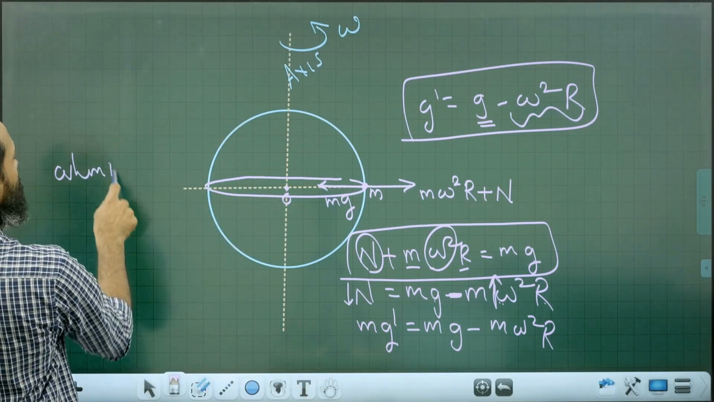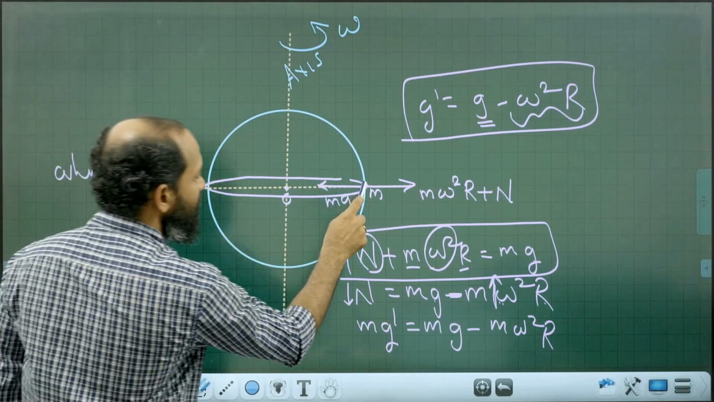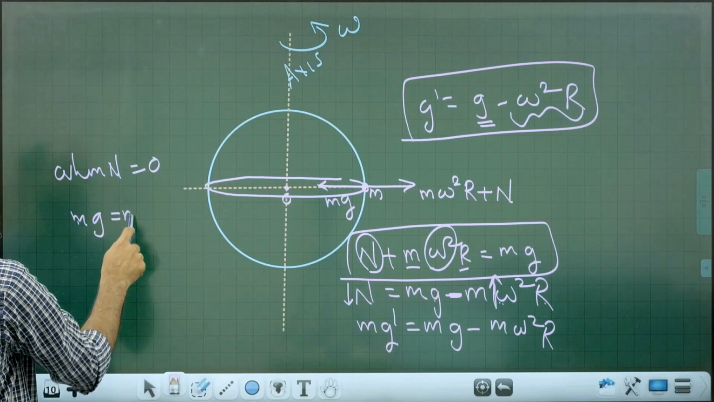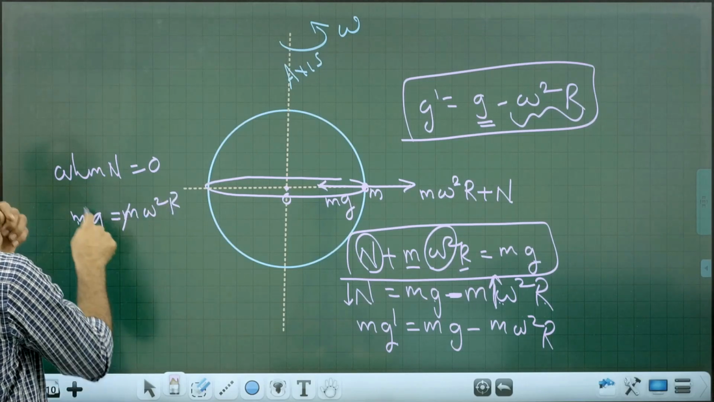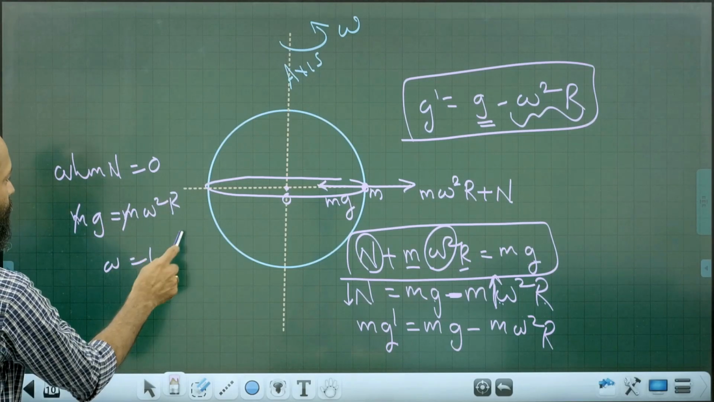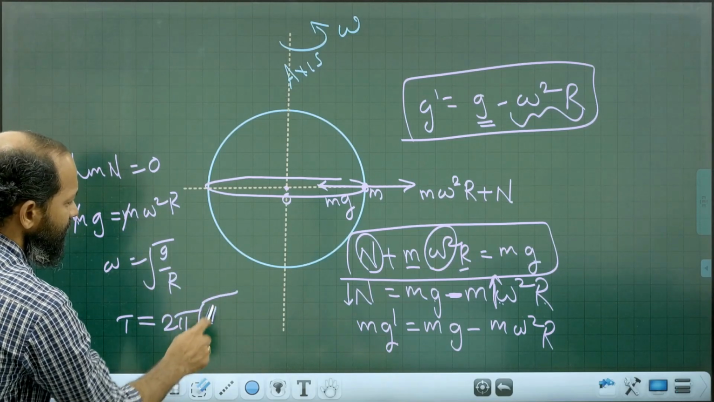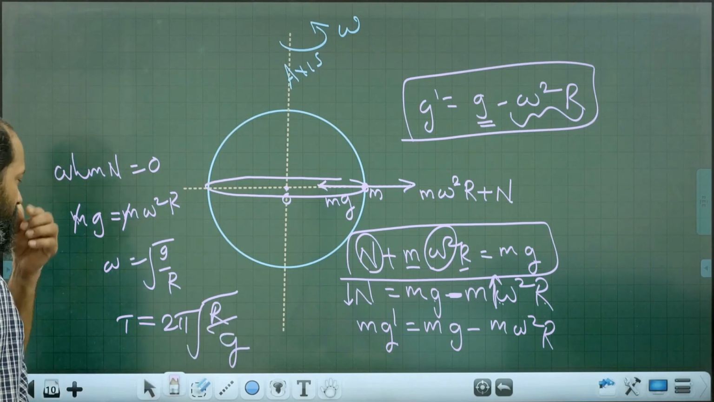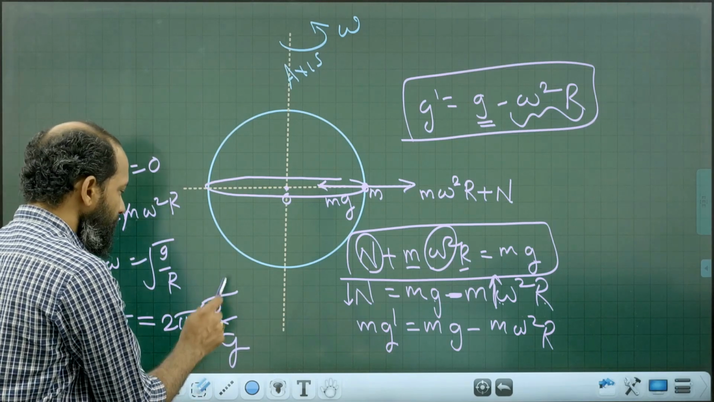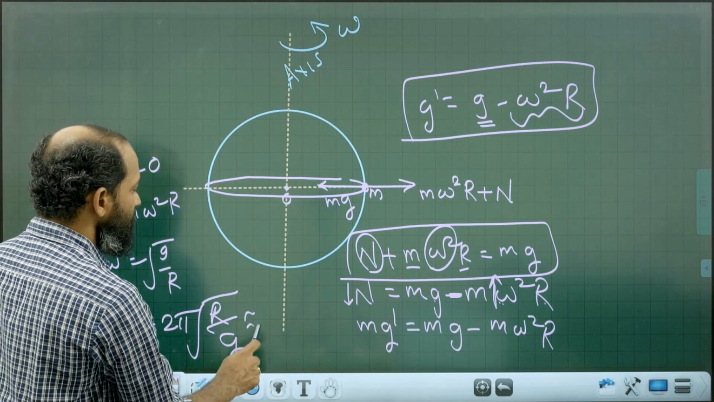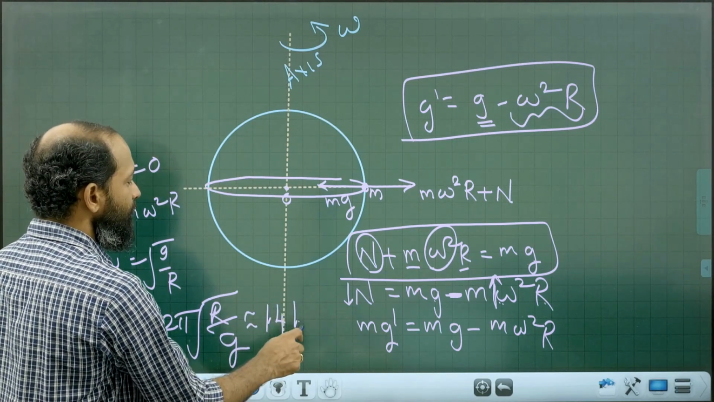When N becomes 0, that particle loses contact with the surface. So we can say mg = mω²R, m gets cancelled, ω = √(g/R). Thus time period T = 2π√(R/g), where R is the radius and g is the acceleration due to gravity. Its approximate value is 1.4 hours.